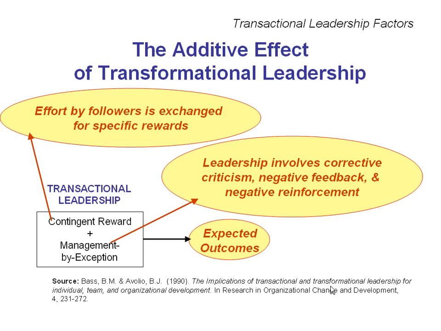Two factors in transactional leadership are contingent reward, that is, that effort by followers is exchanged for specific rewards, and number 2, management by exception, that is, leadership that involves corrective criticism, negative feedback, and negative reinforcement. The result of transactional leadership is specified, expected outcomes. Transactional leaders are influential because it is in the best interest of subordinates for them to do what the leader wants.